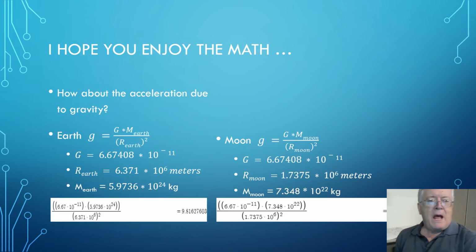Here's some more math. We've talked about big G a lot. So let's talk just a little bit about little g. So for the Earth, little g is big G times the mass of the Earth divided by the radius of the Earth squared. So this is the equation for little g.